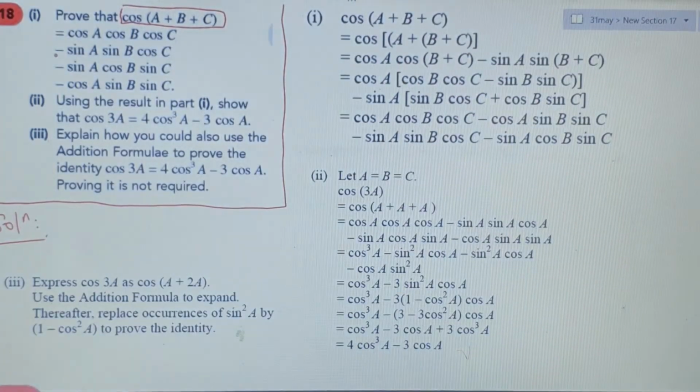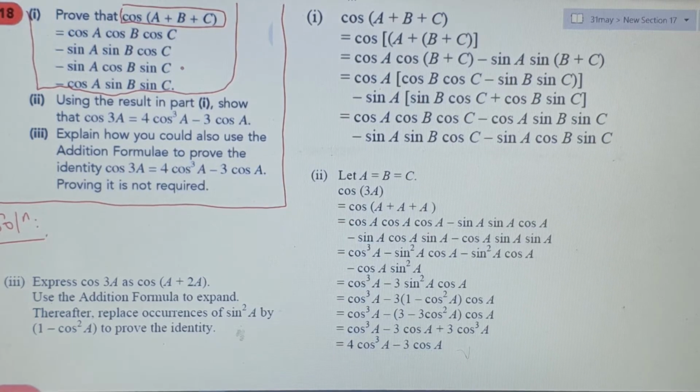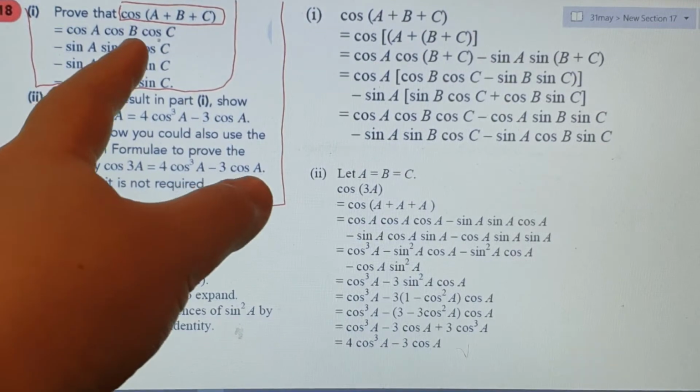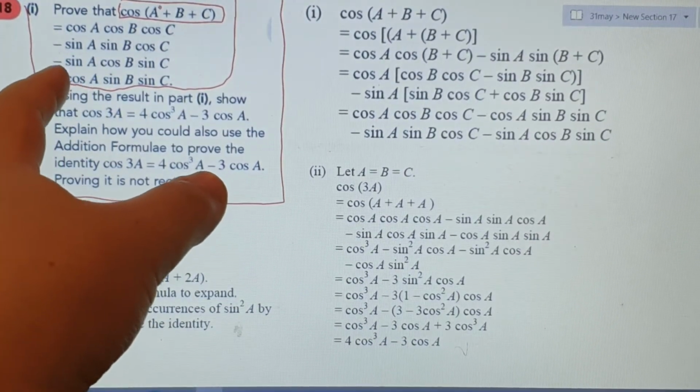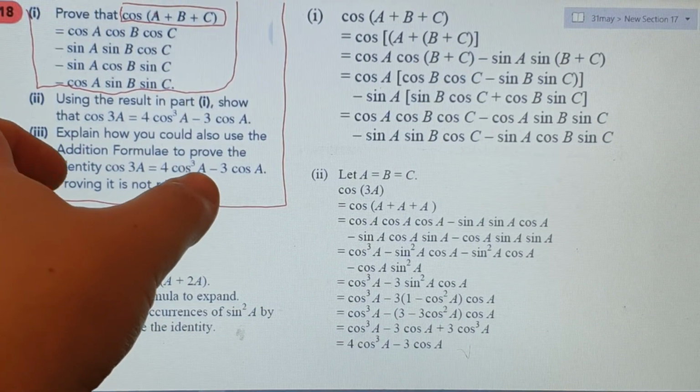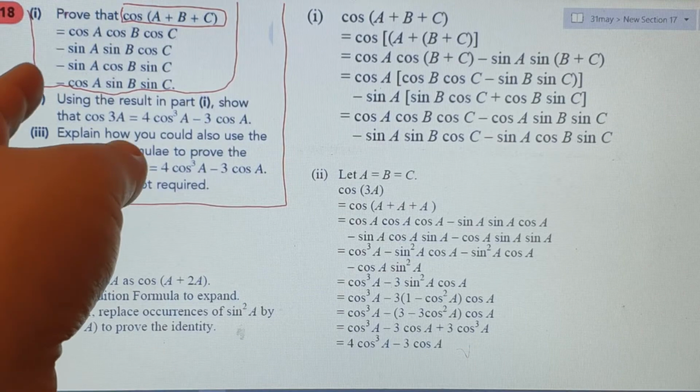So in the O level, they won't give you this kind of complicated stuff. Then you will ask me, then do for what? Okay, never mind. We do for practice sake. Broadening your mind, stretching your brain, and then we practice how to use this addition formula. Okay, now we will prove this first.